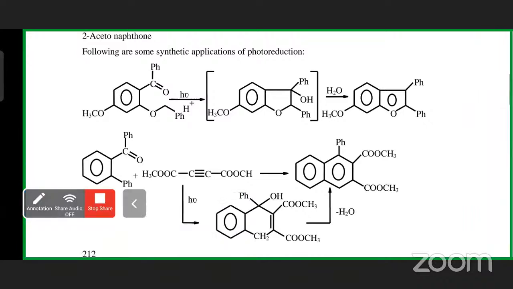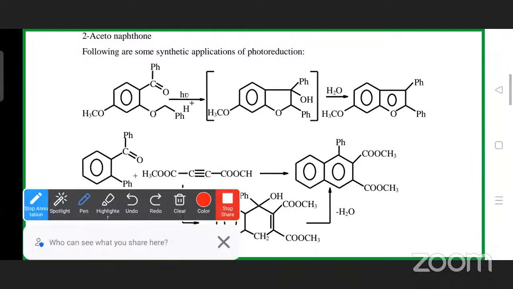So here also you see, this is also a benzophenone derivative. Here it undergoes the photoreduction generally. In the previous case, with the ortho substitution, if a methyl group is at the ortho position, the photoreduction will not take place. But here, the ortho substitution is not a methyl group, so no proton abstraction takes place here.